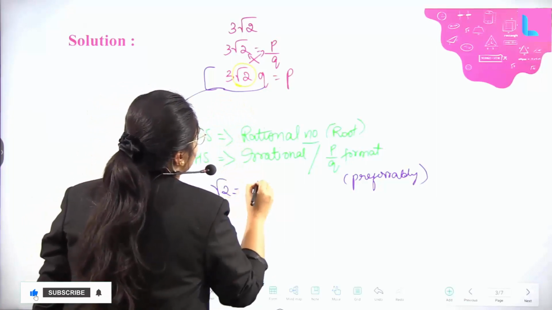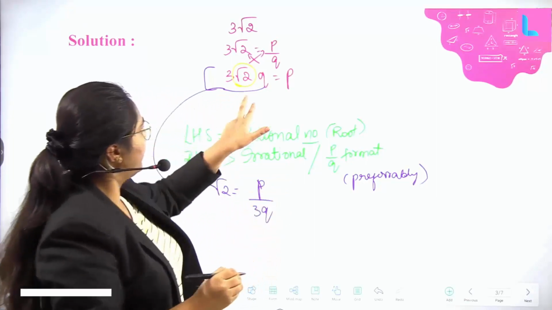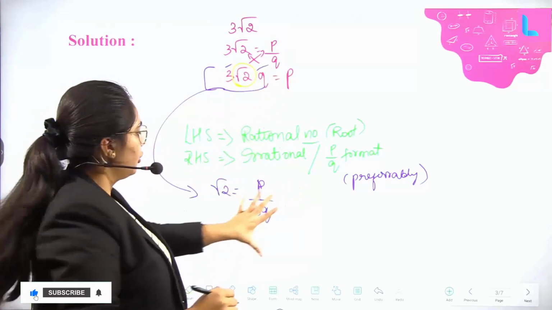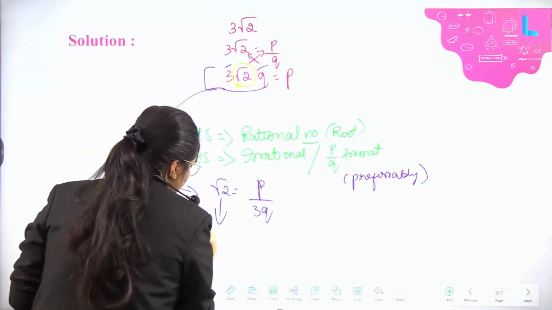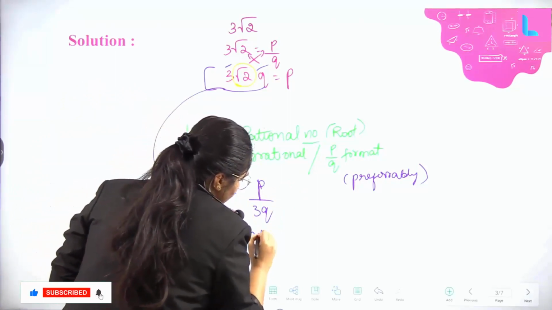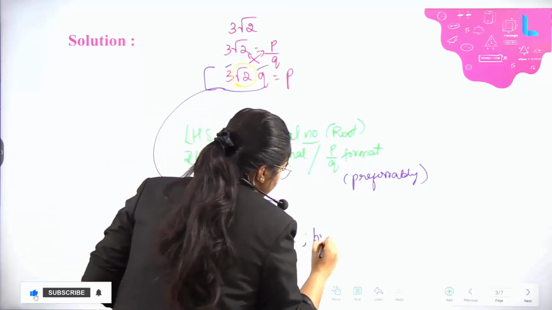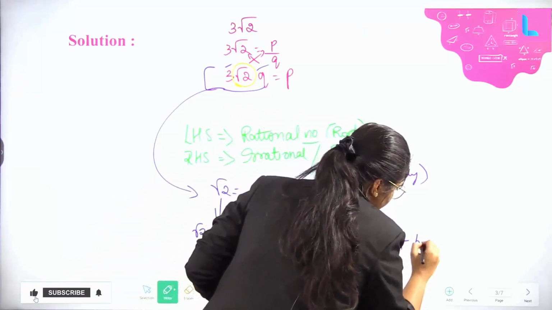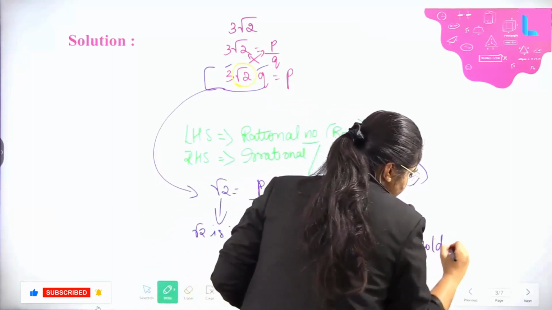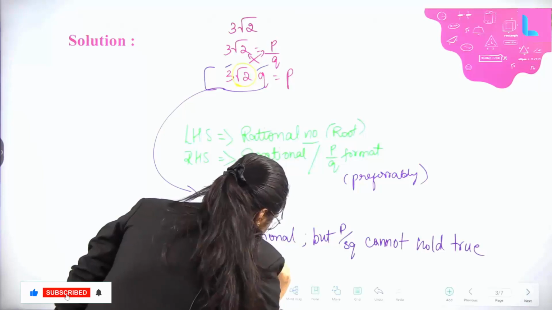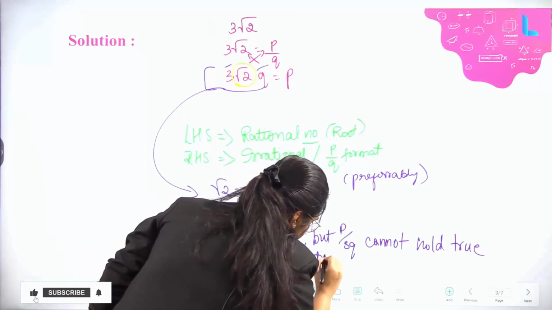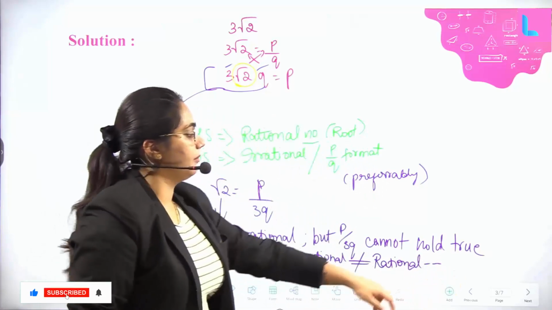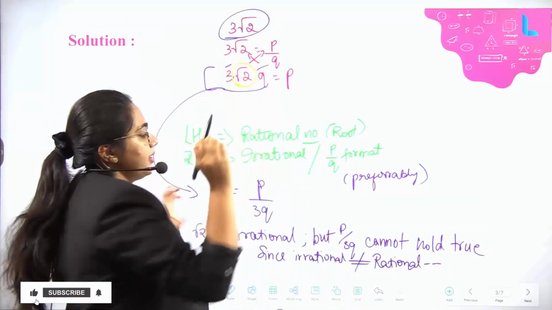So what can we write? See, I have only kept root 2 over here towards the left hand side. Towards the right hand side, I have shifted 3 also, I have shifted Q also. So here, root 2 is an irrational number, but P upon 3Q cannot hold true, since irrational is not equal to rational. Our assumption is wrong, hence 3 root 2 is an irrational number.